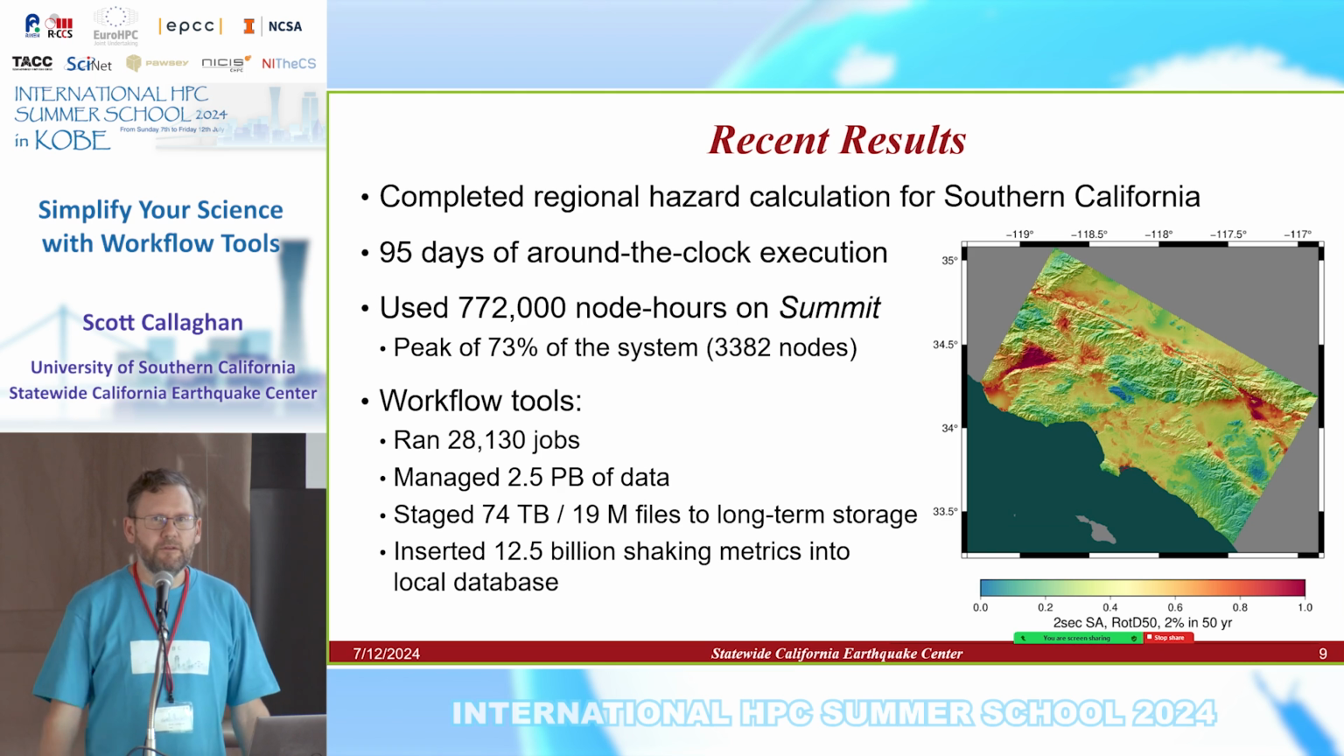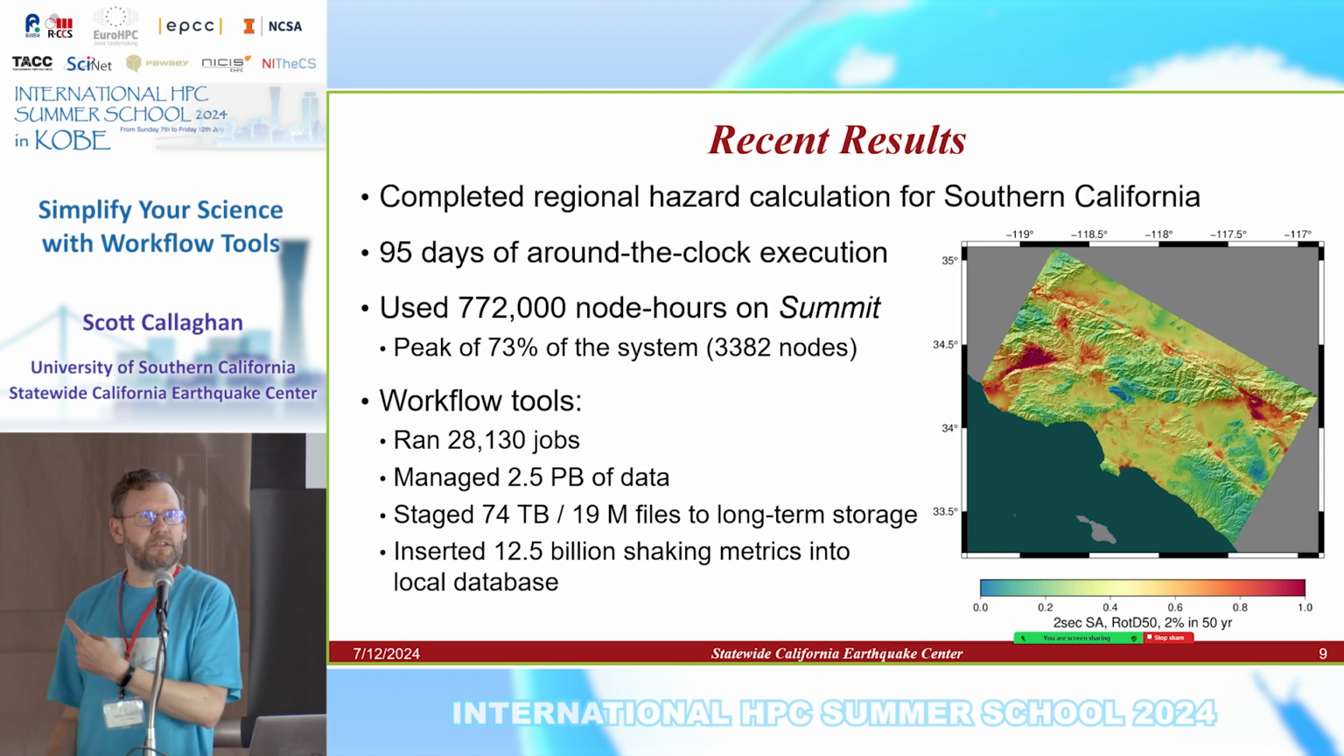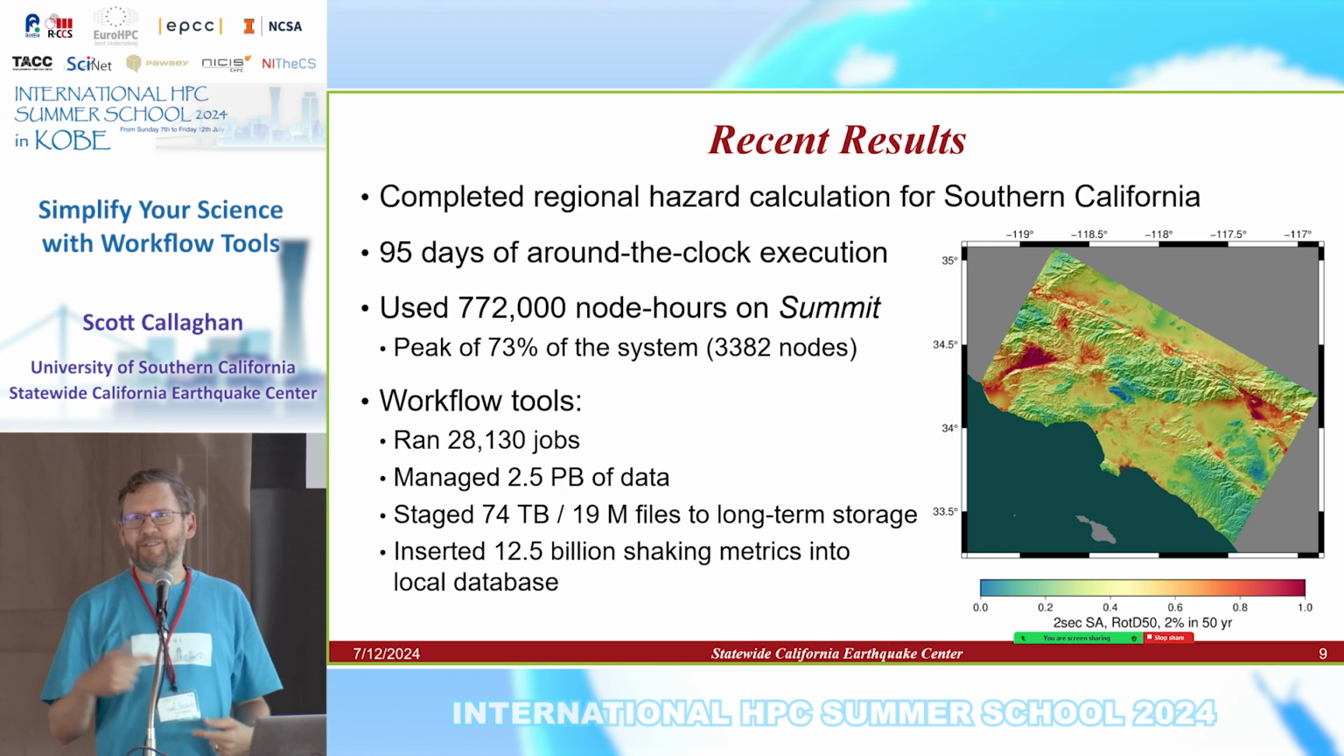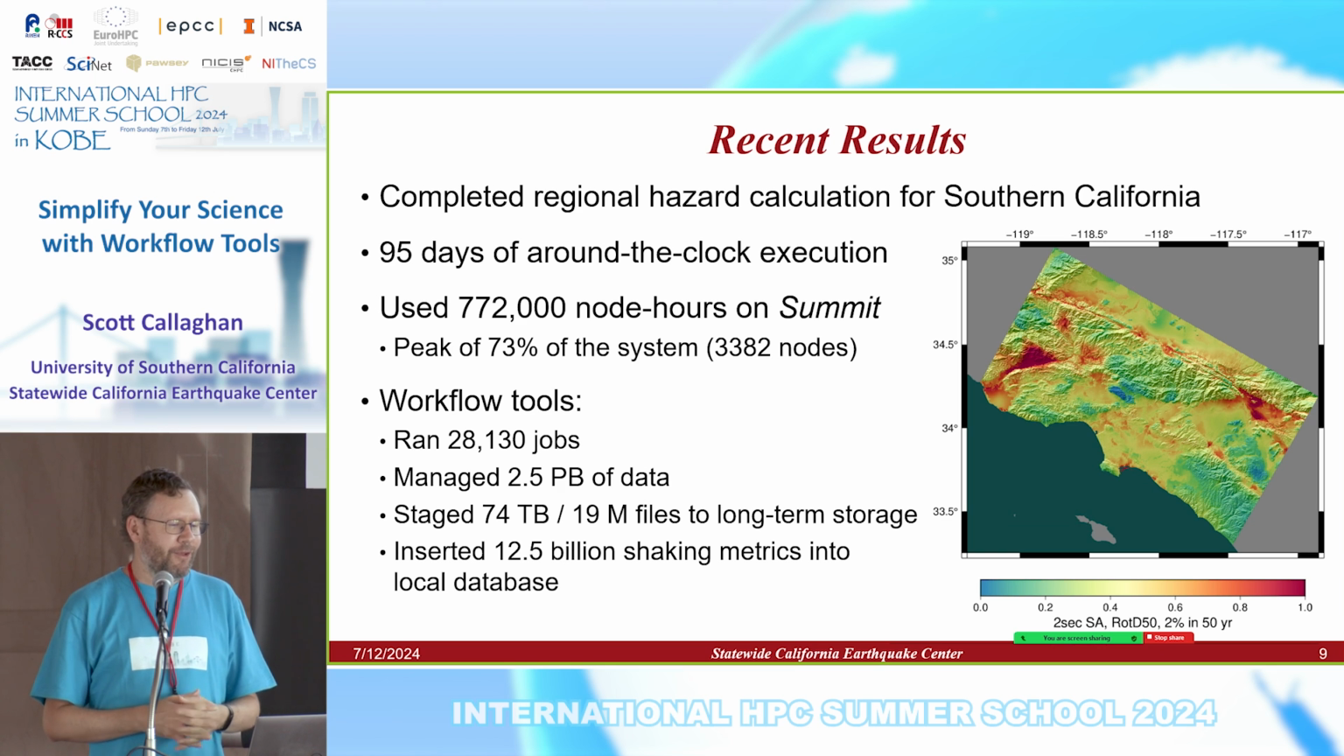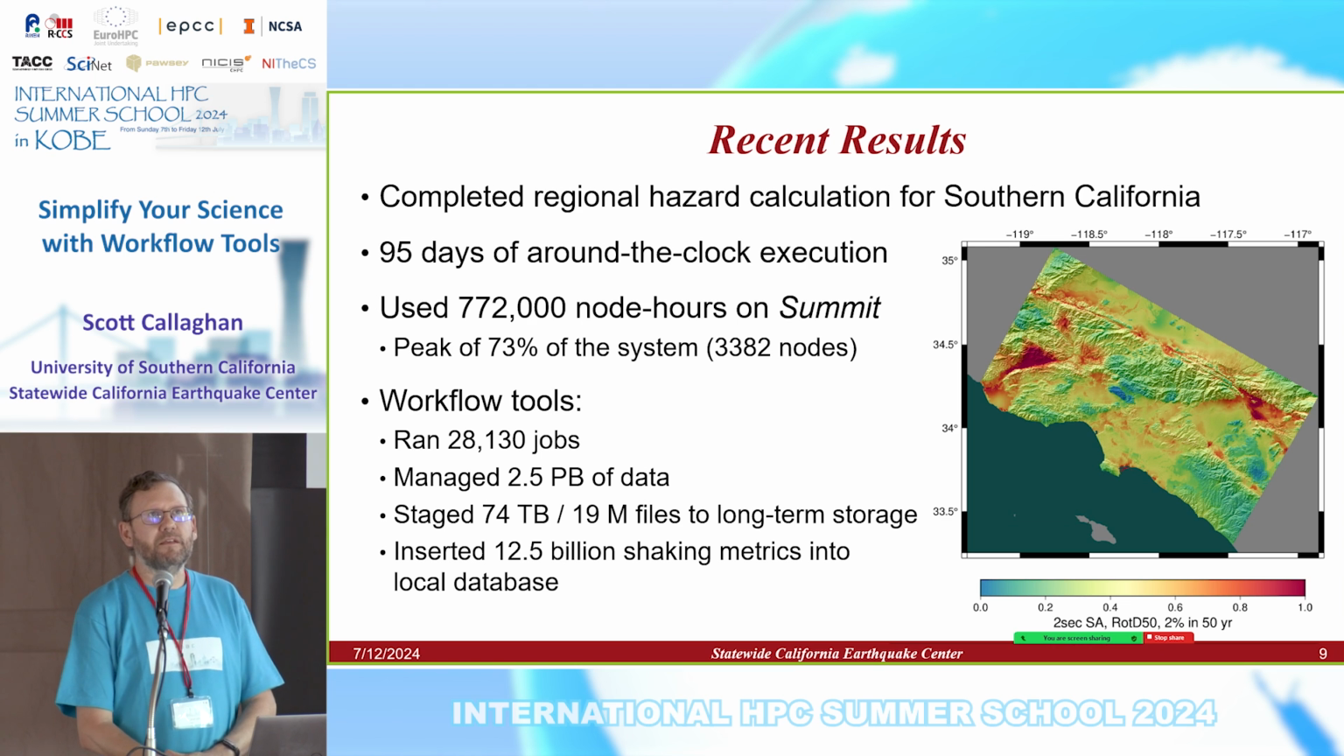So just to prove to you that you can actually do science with this, this is the required science glossy slide. About a year ago, we finished this series of simulations. It took us 95 days of around-the-clock execution, 24 hours a day. And so obviously, this is why you need automated tools, right? We used about 772,000 node hours on Summit, which was, I think, still the #1 system at the time. At peak, almost 3/4 of the entire system was being used to do our simulations, which we got without a reservation, I will add. We were just lucky. But I think that's pretty cool.